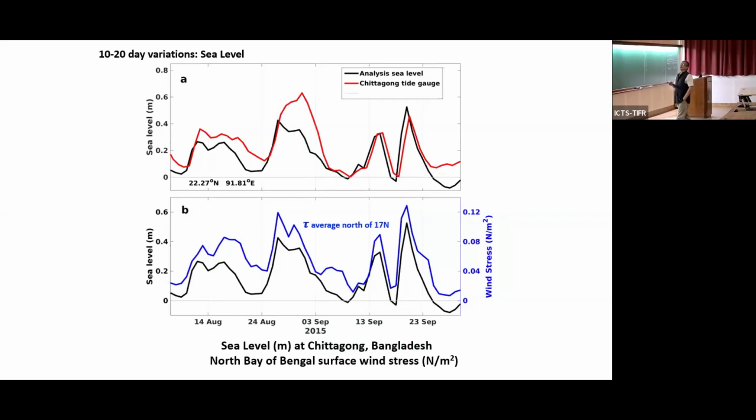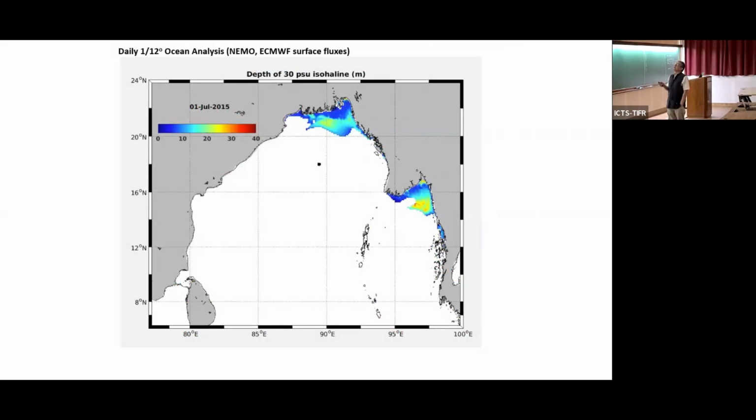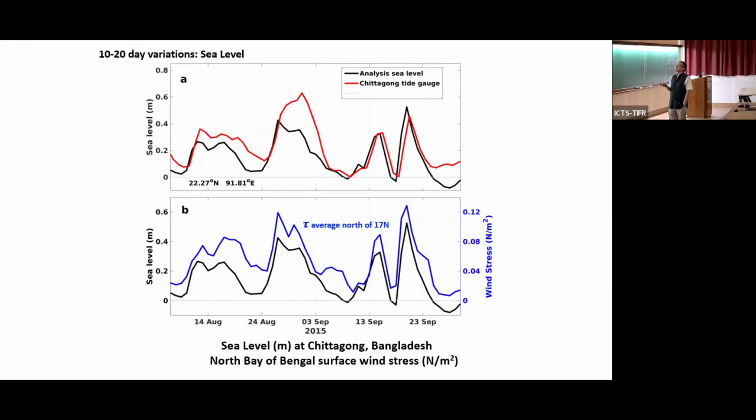What else happens? There is also variation in sea level. So that's the Chittagong tide gauge in red. Let me go back 2 slides. Okay, Chittagong is about here, somewhere here. That's in Bangladesh. So that's Chittagong tide gauge data. No filtering except the tides have been removed. This is August and September.